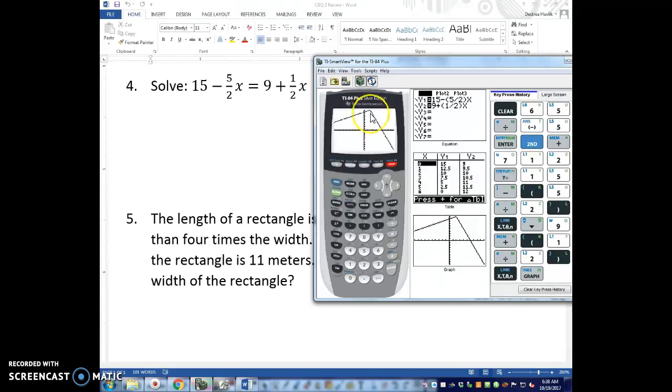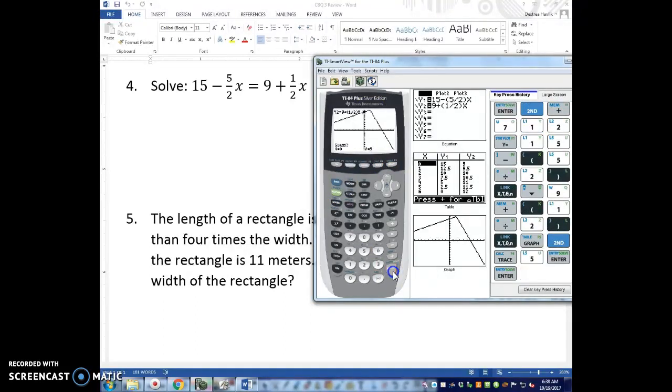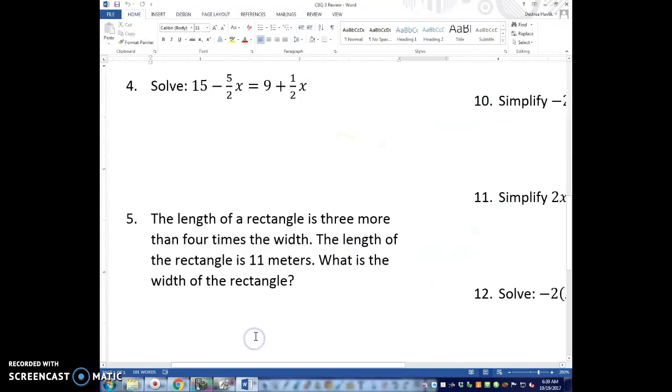We can see where they cross right here, so we can hit second, trace, 5, enter, enter, enter. Remember, if you can't see where they cross, you just need to zoom out. It says x equals 2, so that's our answer.